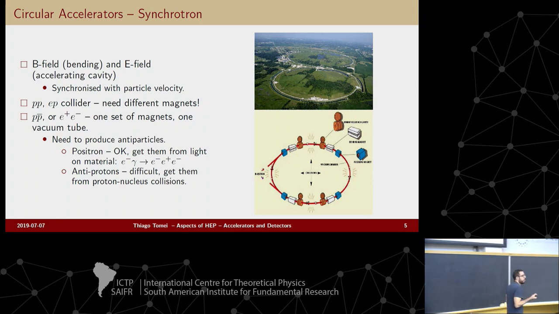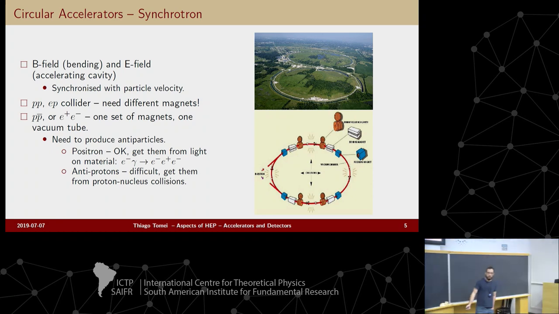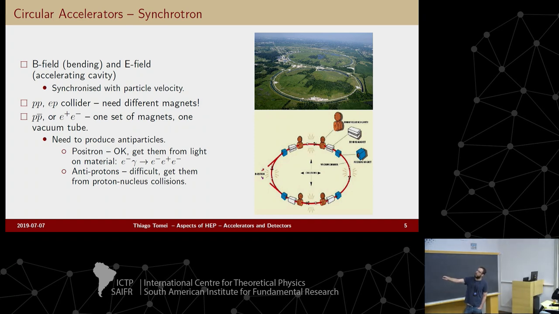Plus, it depends on the momentum. So what kind of magnet do you need? Well, if you have different particles, for instance, an ep collider, like HERA was, or if you have both particles of the same charge, then you need different magnets, one for each beam.